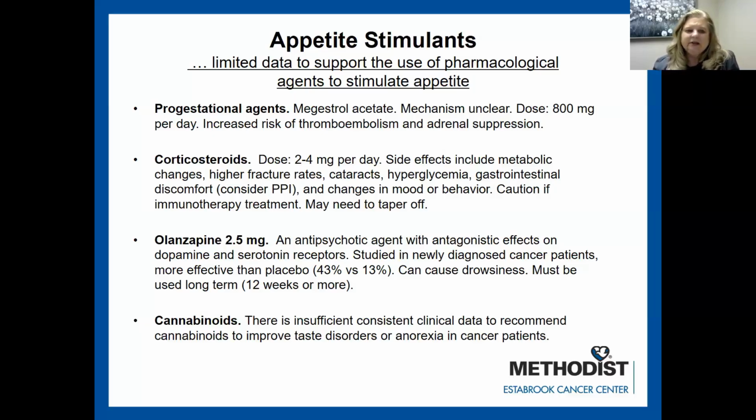Olanzapine is a relatively newer antipsychotic agent, within the last few years, that works fairly well for appetite control. Low dose, 2.5 or 5 milligrams, is typically what we use. It works pretty well. It works much better than placebo, as you can see, 43% to 13%. It can cause drowsiness, so we give it at night. Typically once a day, it's a scheduled drug.